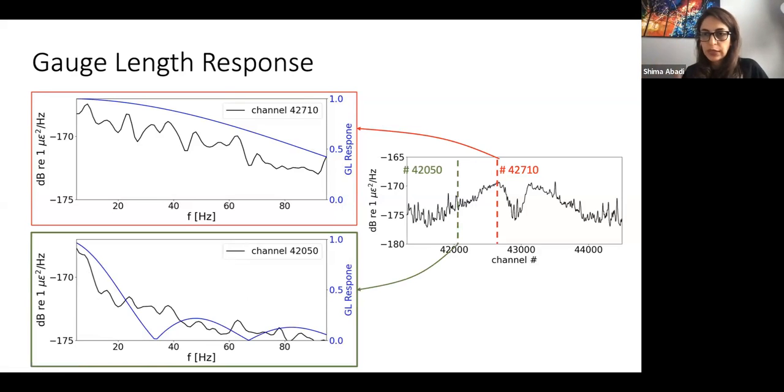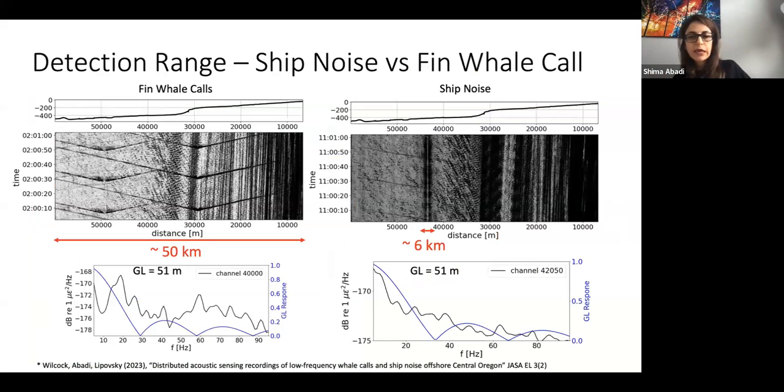So that's why the spectral level has decreased, and that limits the detection range of the shipping noise. But again, going back and comparing the detection range of shipping noise with fin whales, we don't have this issue with fin whales, because even at the 0-degree bearing, when the null is at 30 hertz, we still have a good response at 20 hertz. So we can see the fin whale vocalization at longer distances until the spreading loss decreases the amplitude and it's lost in the ambient noise, technically.